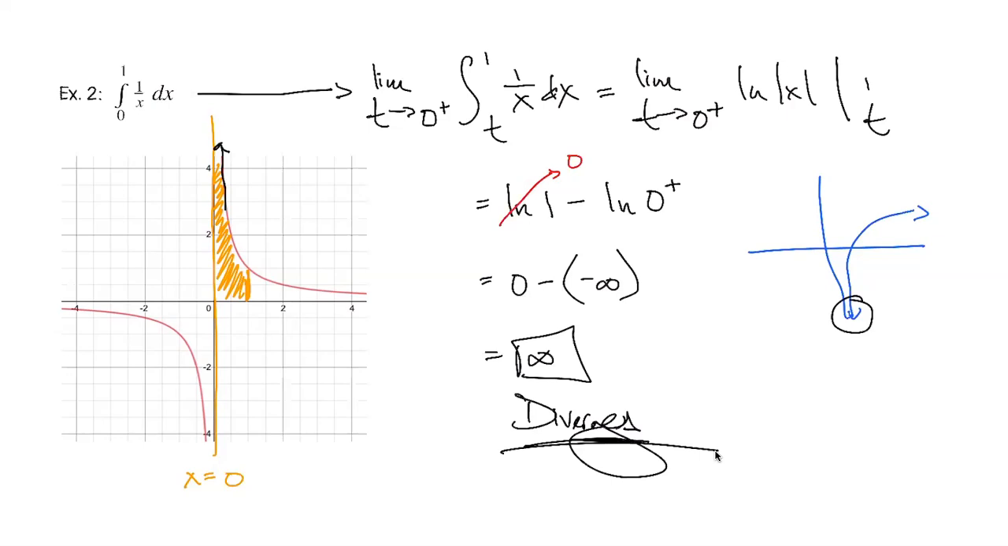So we've got, is it getting close fast enough? Yes, it converges. Is it getting close fast enough? No, then it diverges.